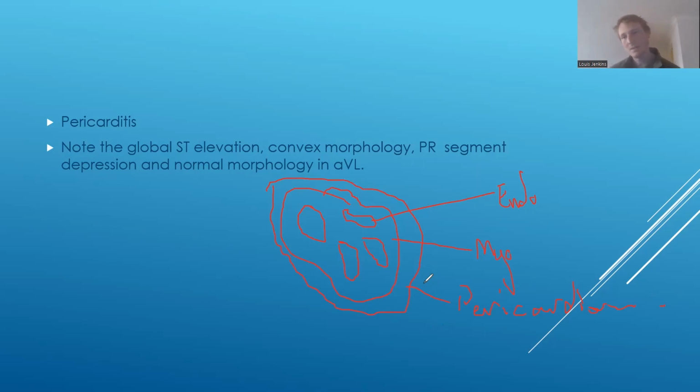The chest pain associated with pericarditis is usually worse when the patient leans forward. It's usually worse when the patient takes a deep breath in. It can be, and is often, associated with a slight temperature.